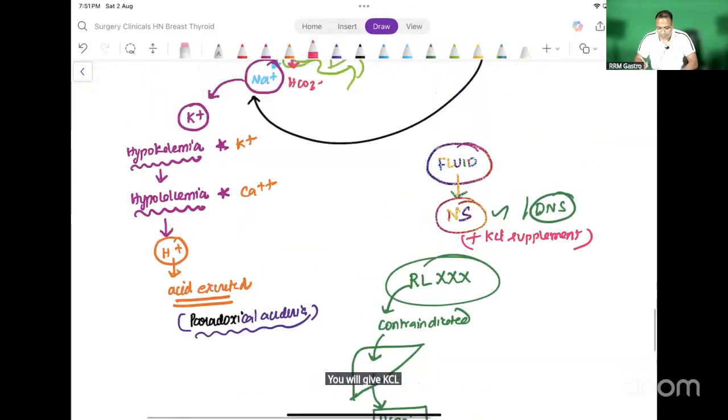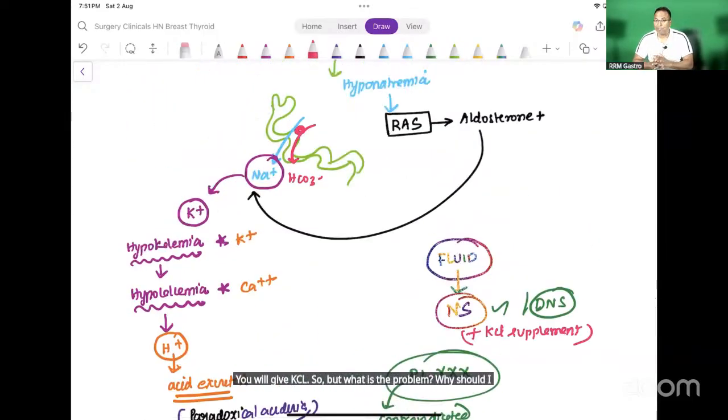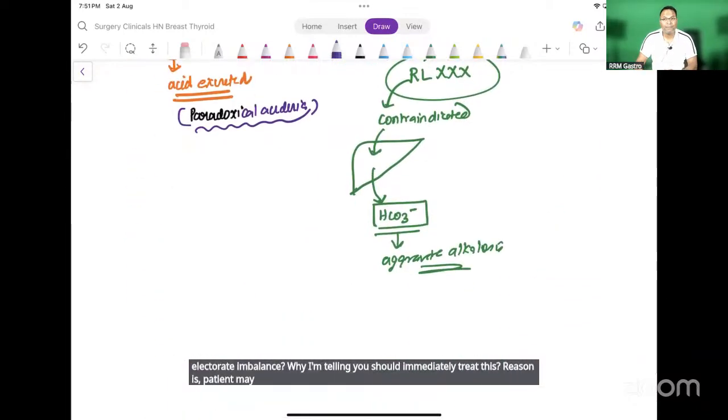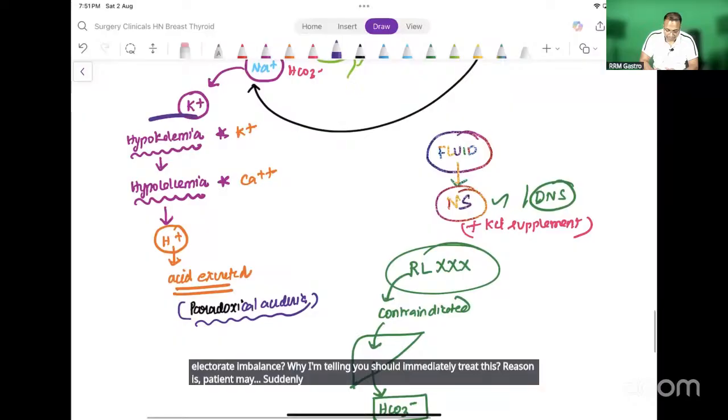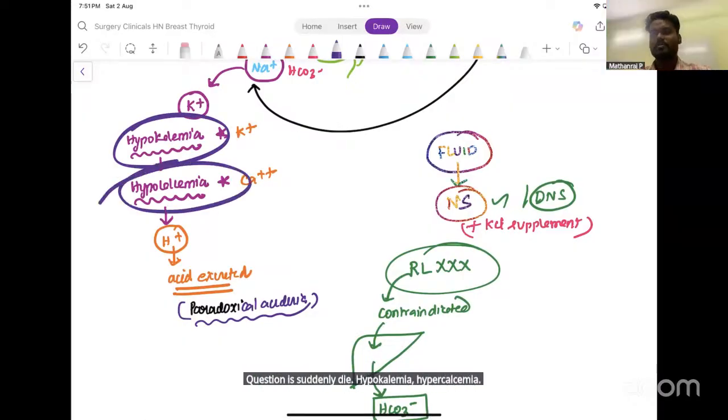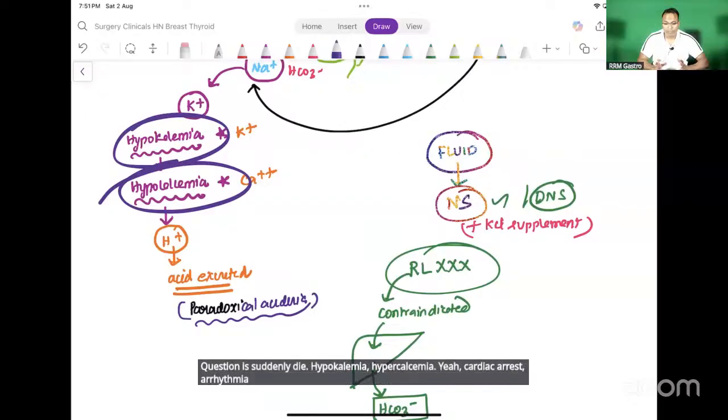But what is the problem? Why should I worry about this electrolyte imbalance? Why am I telling you to treat this immediately? The reason is the patient may suddenly die. Hypokalemia, hypocalcemia, cardiac arrest, arrhythmia can happen and the patient may die. That is why we are very serious.